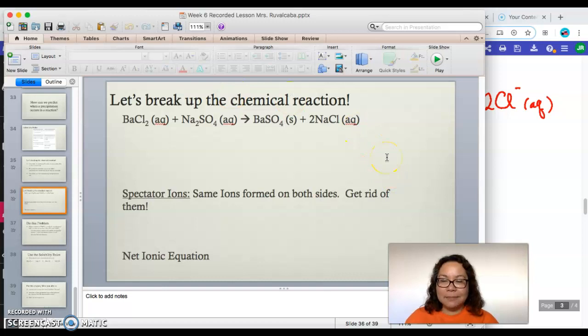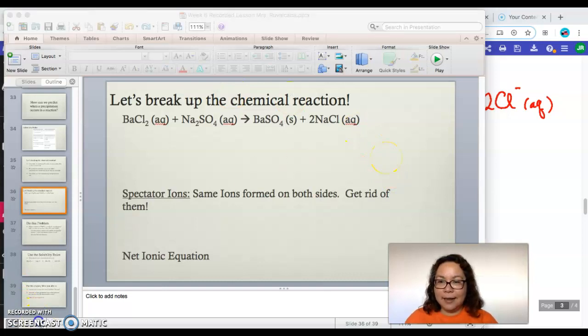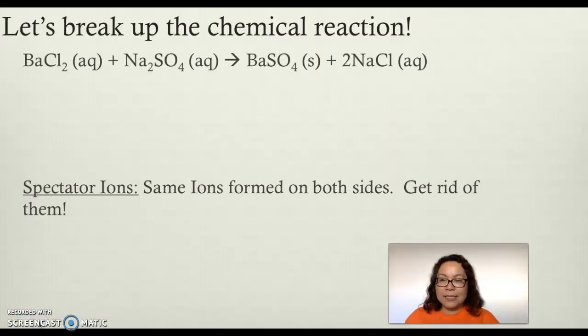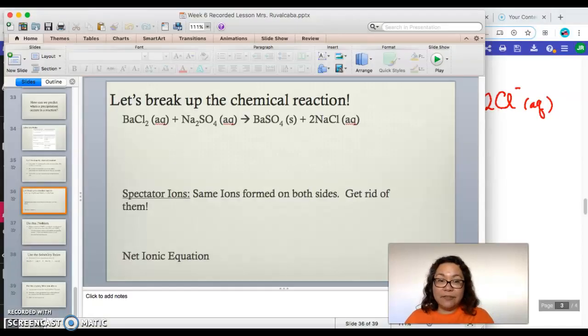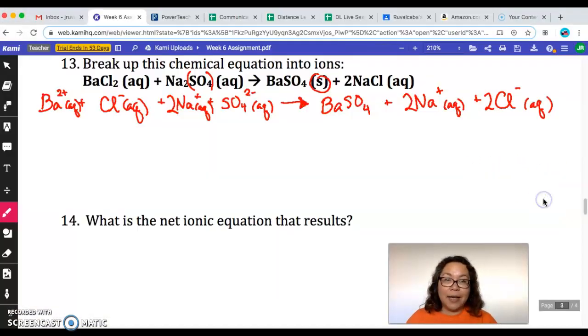Okay, now the next part here, spectator ions, those are the same ions formed on both sides. So we have to get rid of them if we see the exact same ions on both sides. Take a look over here. We have barium on this side here. Do we see a barium ion on the right side? No, we don't. So we leave that alone.